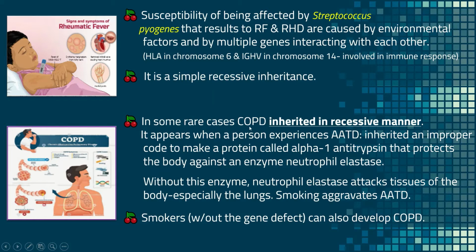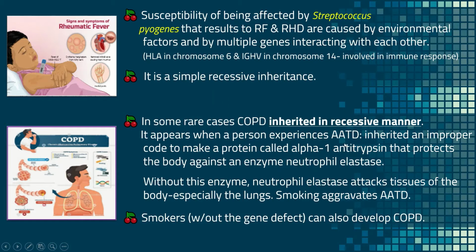Now, it's the same with COPD. In some rare cases only, genetics plays a role. It's inherited in a recessive manner. COPD is a collection of lung-related diseases like asthma, emphysema, bronchitis, pneumonia. And it appears that this person who has COPD has an underlying disease which is called AATD.